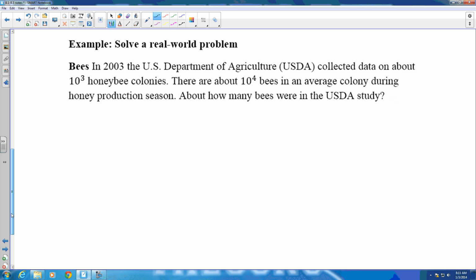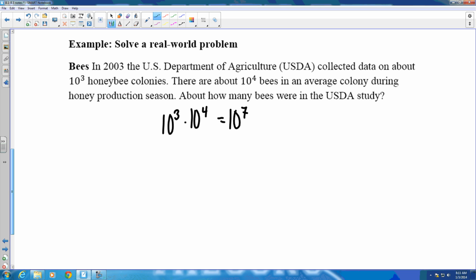In 2003, the USDA collected data on 10 to the 3rd honeybee colonies. If there's 10 to the 4th bees in each colony, how many bees were in the study? So we just need to multiply those two numbers, 10 to the 3rd times 10 to the 4th is 10 to the 7th.